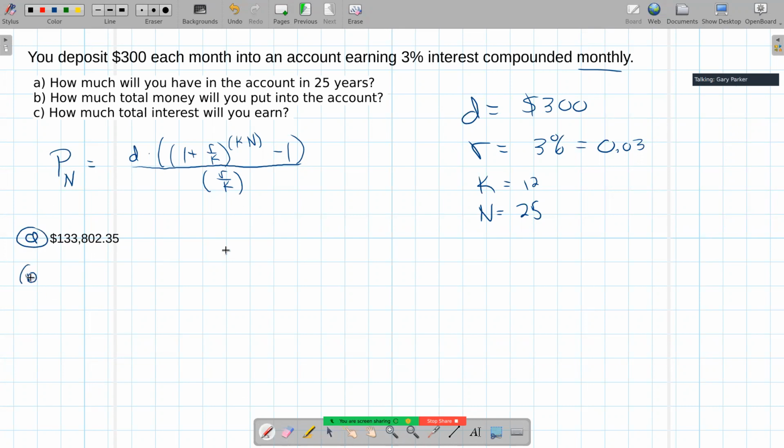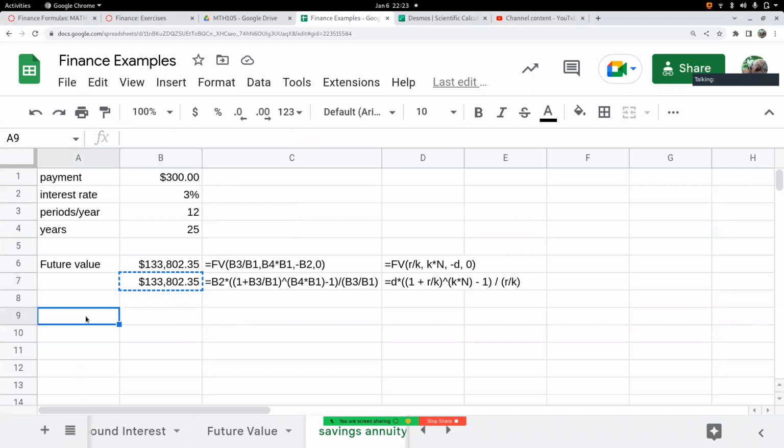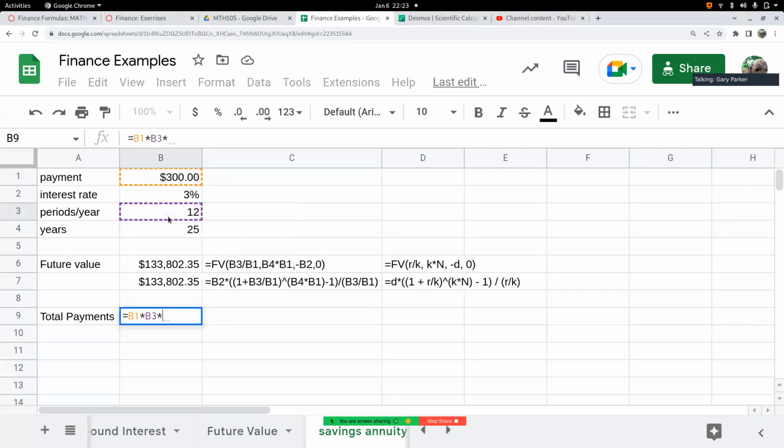For part B, we want to know how much money total was put into the account. Well, we'd put in $300 every month for 25 years. So let's check with the spreadsheet. So for our total payments equals, to make the calculation, $300 times 12 times per year times 25 years.